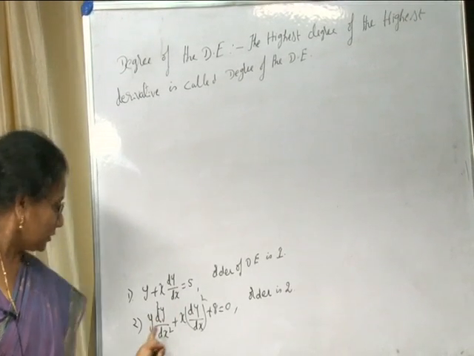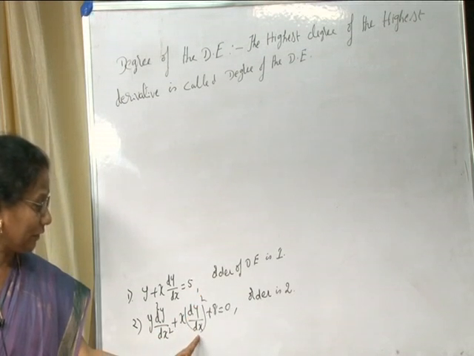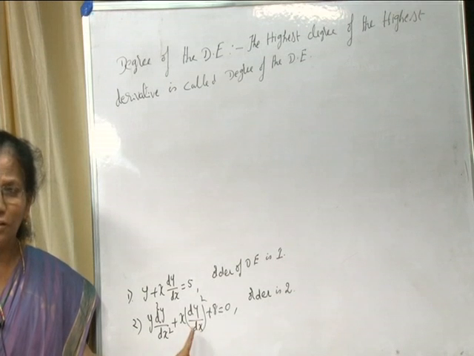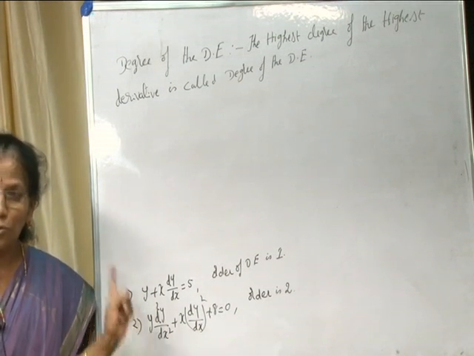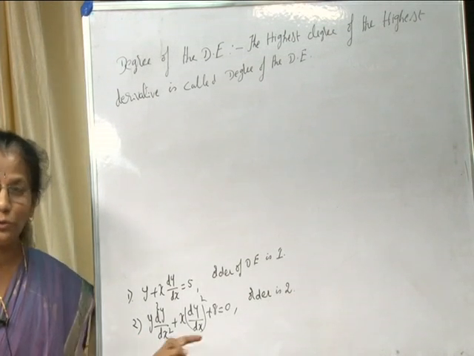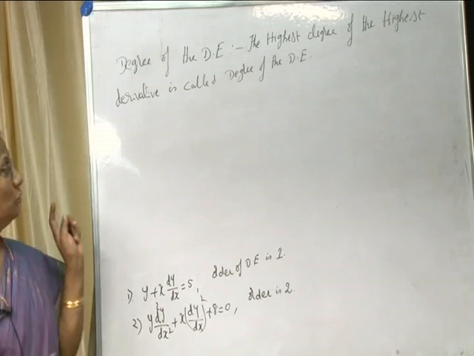So see the second example of the previous one. Actually degree of the dy by dx is 2, but this is not the degree. Whenever we are going to write degree of the differential equation, we have to see the highest derivative. This is the highest derivative in this equation. So degree of this is 1.